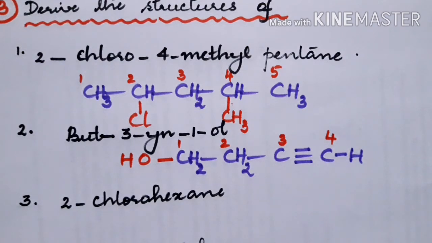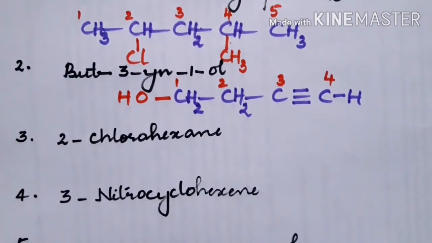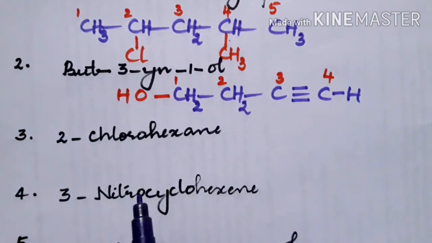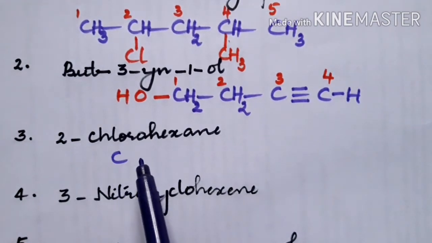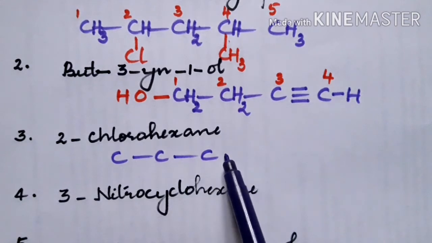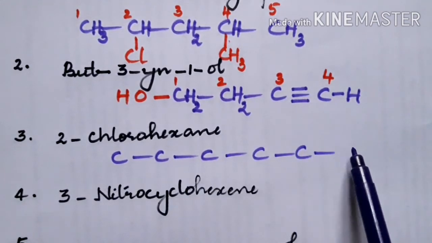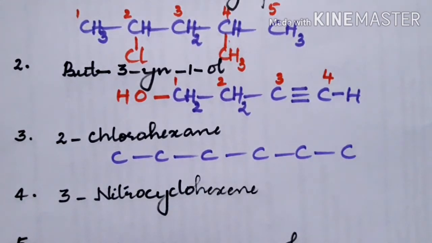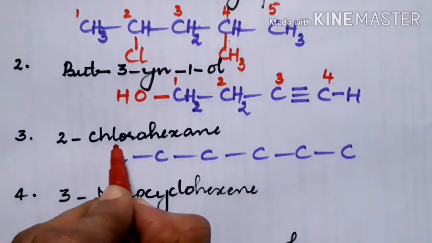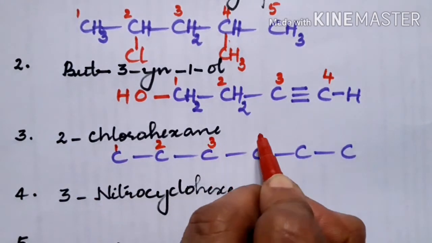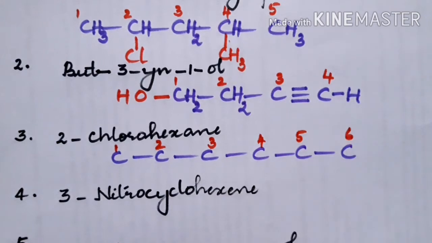Coming to the next compound, 2-chlorohexane. How many carbons? There are 6 carbon atoms. 1, 2, 3, 4, 5, 6. Number it. Start numbering from left to right. 1, 2, 3, 4, 5, 6. You can very well number it from right to left also. Accordingly, the position of the functional group or the position of the substituent will keep on changing.